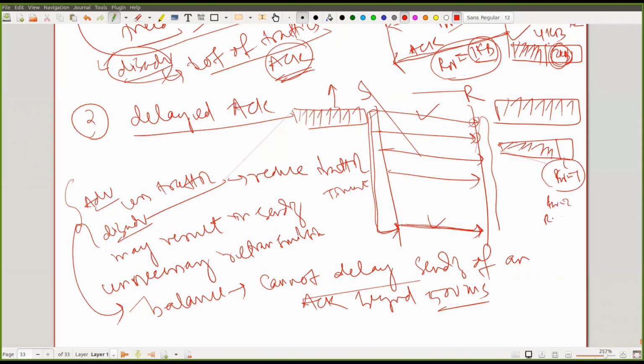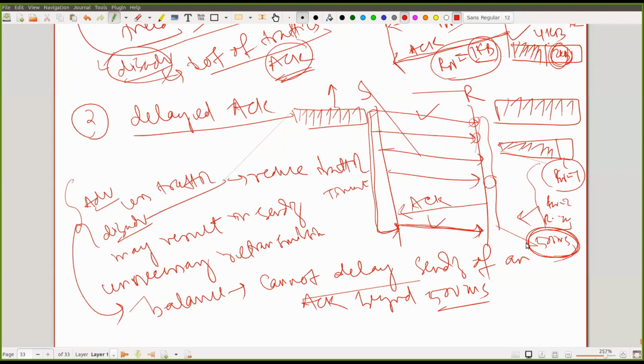Whenever my buffer is being freed, let's say receive window becomes 1, receive window becomes 2, receive window becomes 100. Once the 500 millisecond time has elapsed at the receiver end, and I have not sent an ACK, then I have to send an ACK. I have to send an ACK before that. So once 500 milliseconds have elapsed, even if my receive window size is small, I have to advertise it. Otherwise, the problem of retransmission will come again.